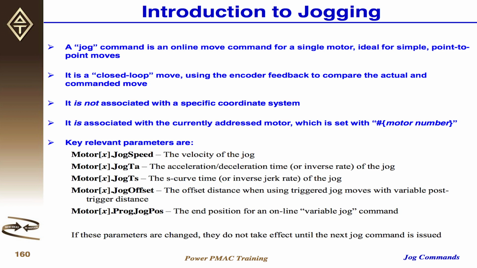You can change these parameters on the fly if you want, so you can change your jog speed, you can change your jog TA, whatever you want, and it will immediately be issued to the PMAC, but it will not affect a jog move that's already been issued. So if you change your jog speed and want that to immediately take effect, you then need to issue another jog command, and it will now jog with whatever the current parameters are when the jog command is issued.